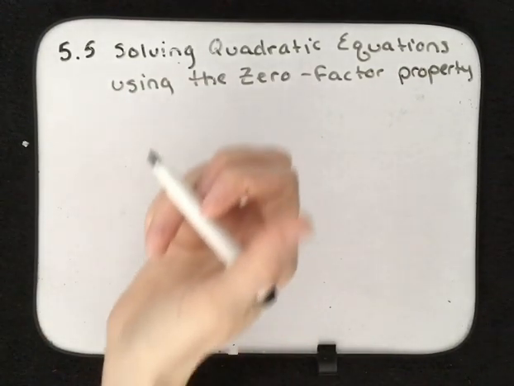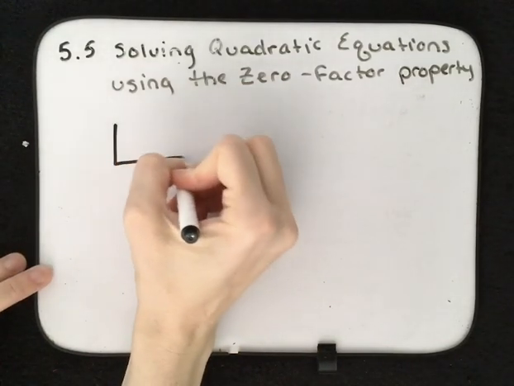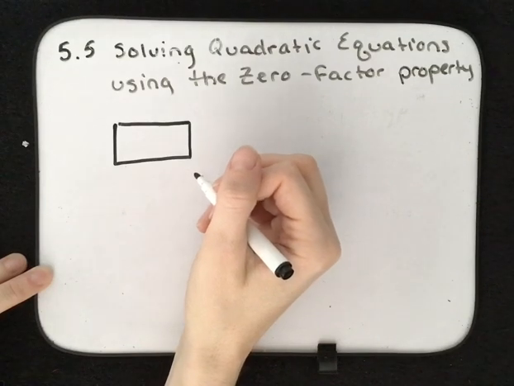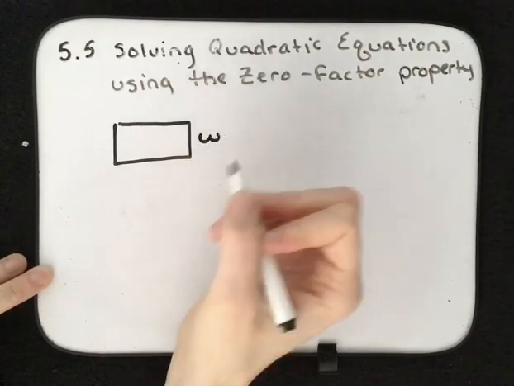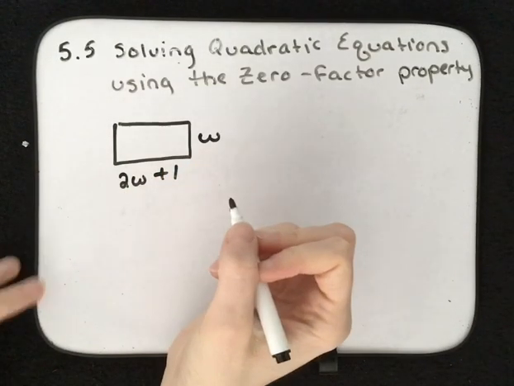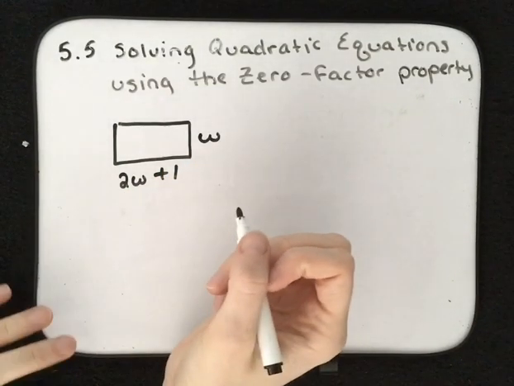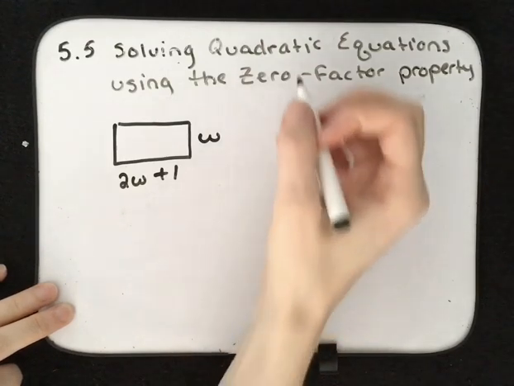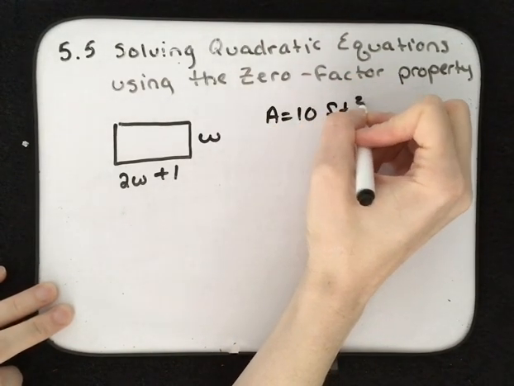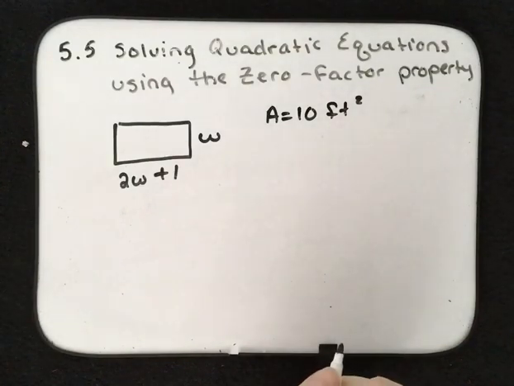So let's say we have a rectangular coffee table. The length is 1 foot greater than twice the width, so here's the width, and the length is 1 foot greater than twice the width. And the surface area of the table is 10 square feet, so the area equals 10. Find its length and width.